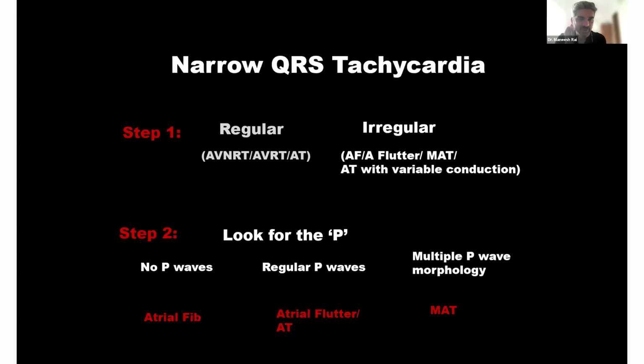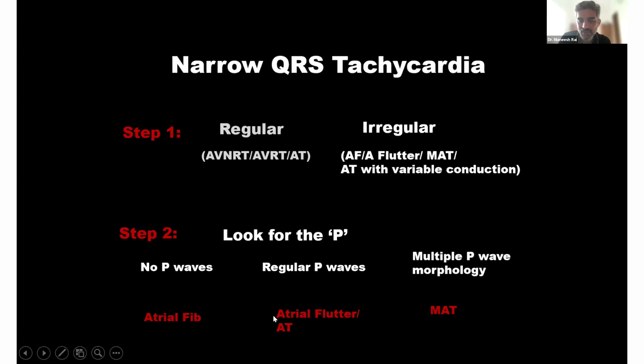So after going through regular tachycardias, we'll discuss a little about irregular tachycardias. As I said, irregular tachycardias are atrial arrhythmias. Either they're atrial flutter, fibrillation, or atrial tachycardias. So the next step, again, even in an irregular tachycardia, is to look at the P wave. Either you'll not have P waves, which is atrial fibrillation, or you'll have regular P waves, which can be either a flutter or an atrial tachycardia.